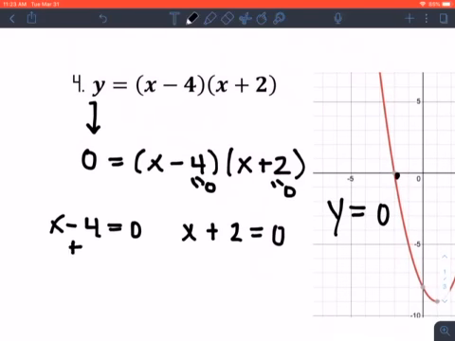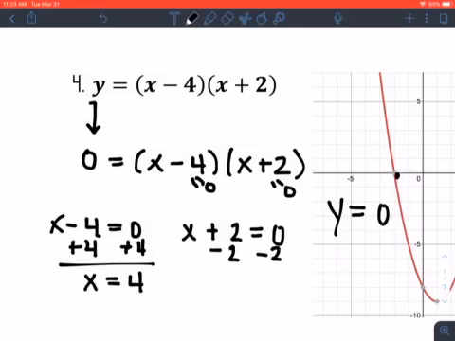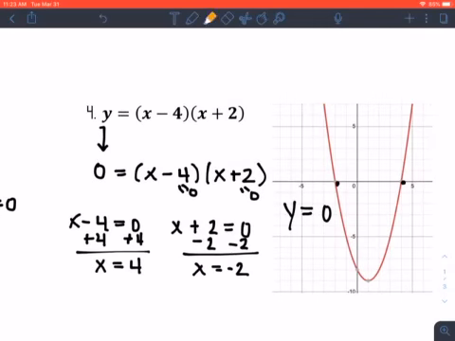I need to solve for x, so I need to do its opposite operation. So now I have x is equal to 4. I need to subtract 2 for that opposite operation, giving me x is equal to -2. Notice what we just found are those x-intercepts.